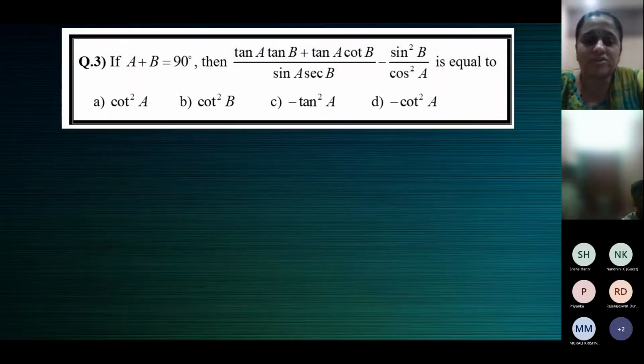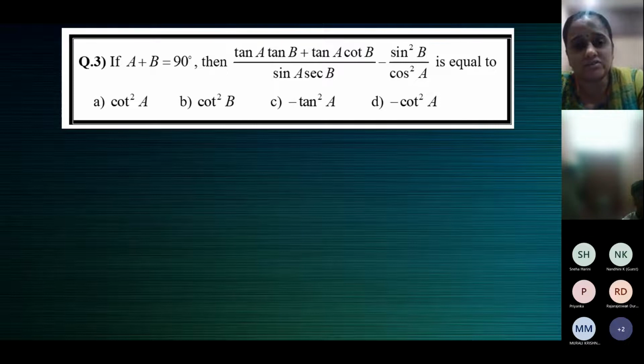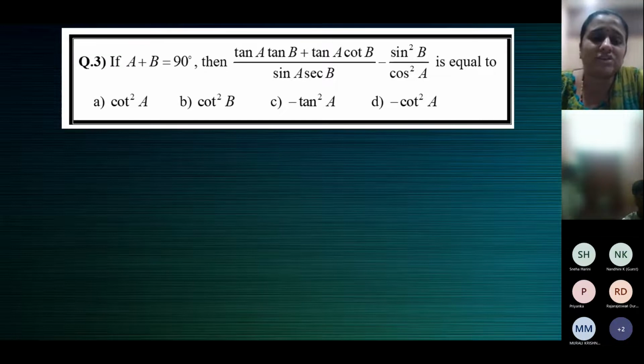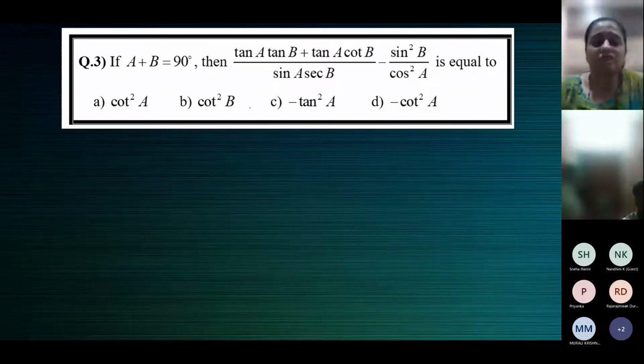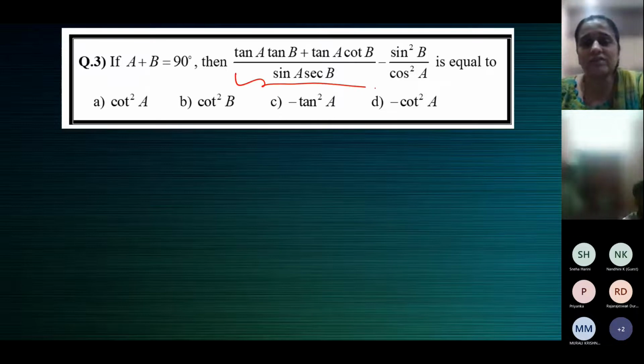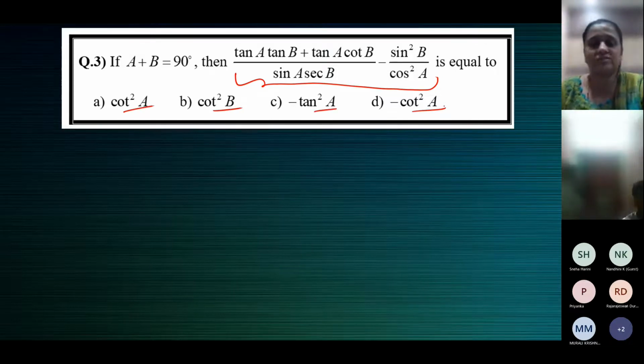So here you're given four options. We are given that A and B are complementary angles because A plus B is equal to 90 degrees. Two angles are said to be complementary if their sum is 90 degrees. So A and B are complementary angles. We have to find the value of this expression and say if it is equal to this, this, this, or this.